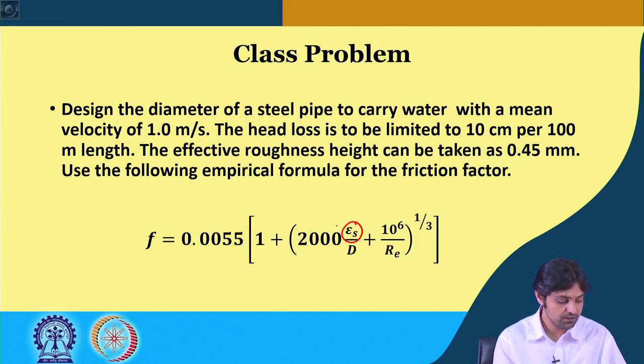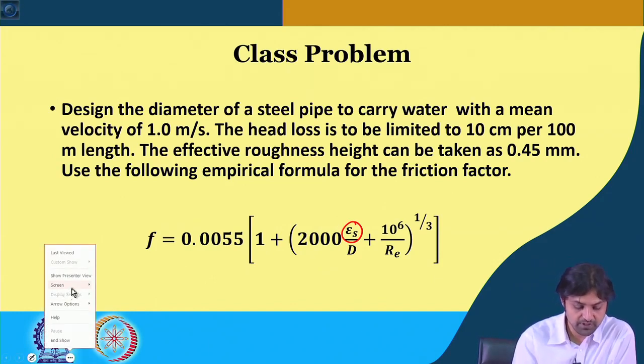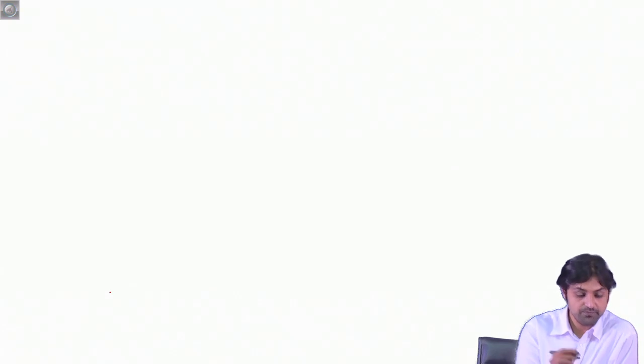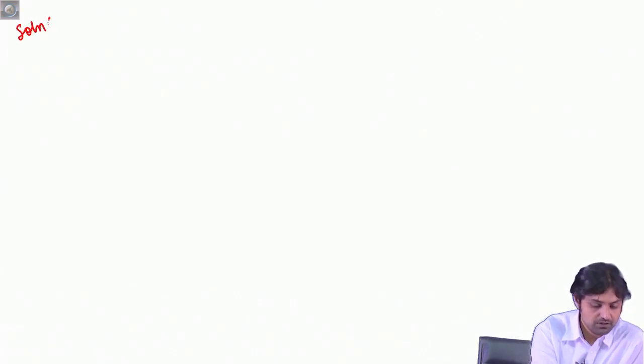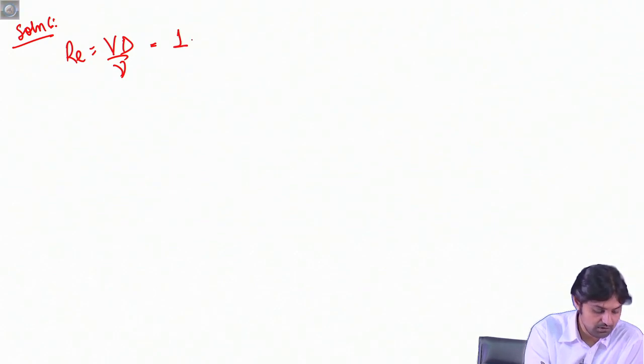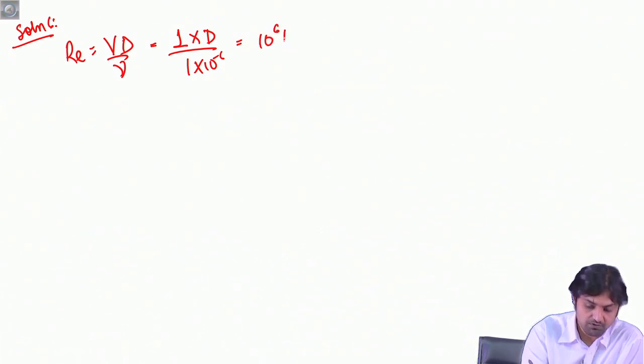It's a pretty simple problem. If we are given f, we just need to follow the basic steps. How do we solve this problem? First, we find the Reynolds number, so Vd by mu. V is 1 meter per second, diameter d, let it be this, and mu is 1 into 10 to the power minus 6. So it becomes 10 to the power 6 d in terms of diameter. We have already been given epsilon, that is 0.45 into 10 to the power minus 3.